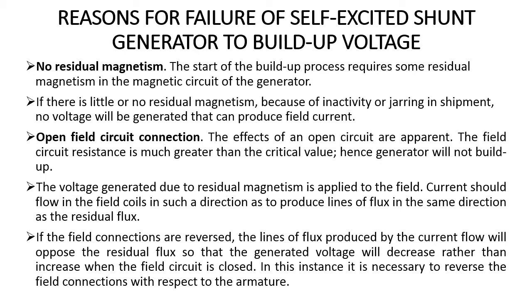The last one is that the voltage generated due to residual magnetism is applied to the field. Current should flow in the field coils in such a direction as to produce lines of flux in the same direction as the residual flux. Otherwise the flux will decrease, hence the EMF produced also decreases. In that case we need to reverse the field connections. After reversing the field connections, both fluxes will add, the generated EMF increases, and finally the generator will build up the voltage.